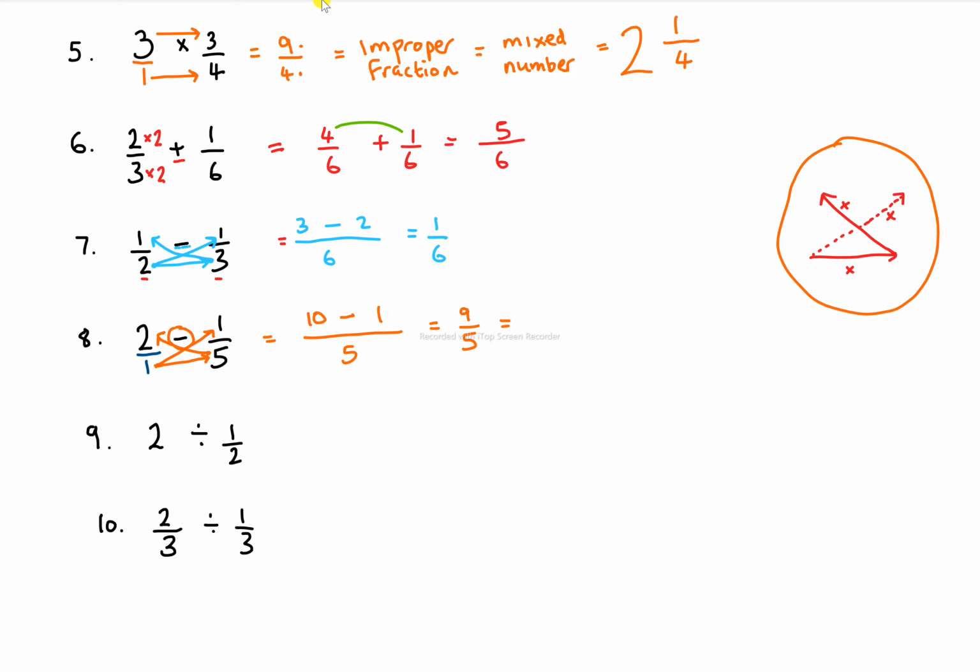Right, this here is an improper fraction, I want to write it as a mixed number. So I ask myself, how many 5s are there in 9? There's 1. And then the remainder, and the remainder goes at the top, for 1 and 4/5.